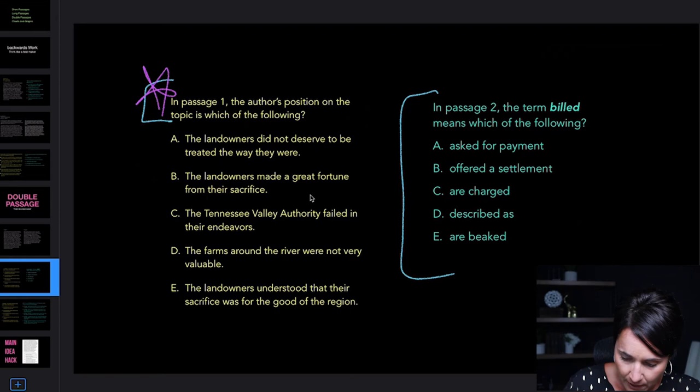Let's take a look at this one here. So you're talking about vocab like this, okay? Now, the term build means what in this passage? One thing you can do is find similarities.